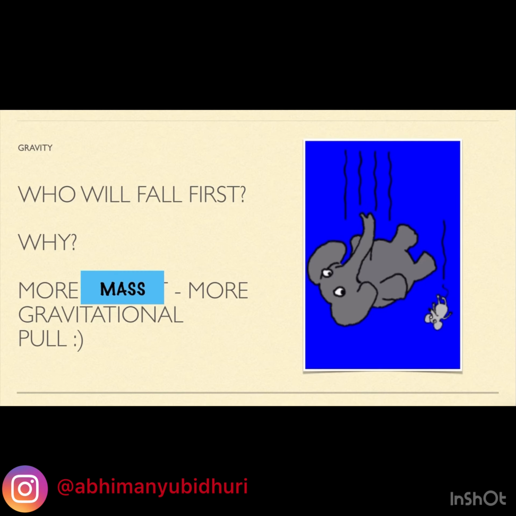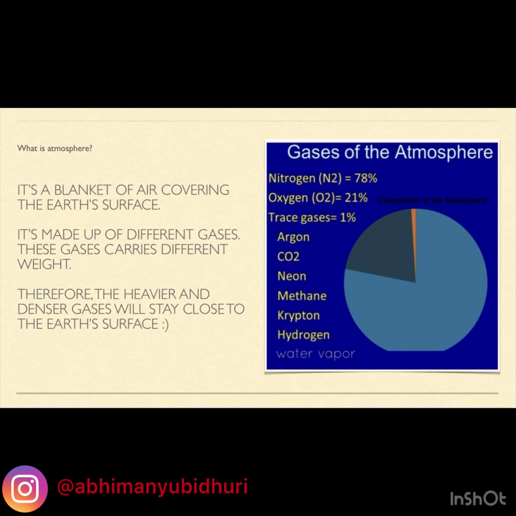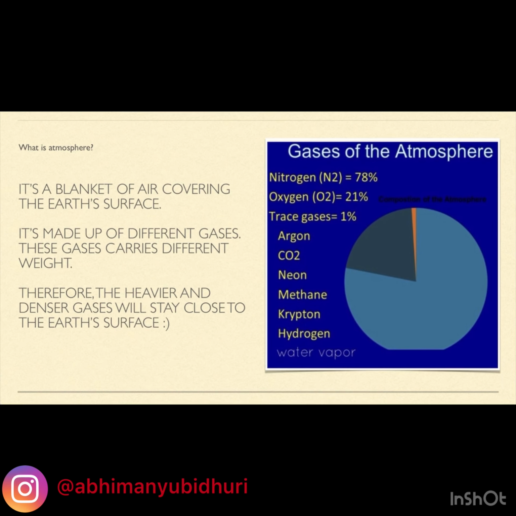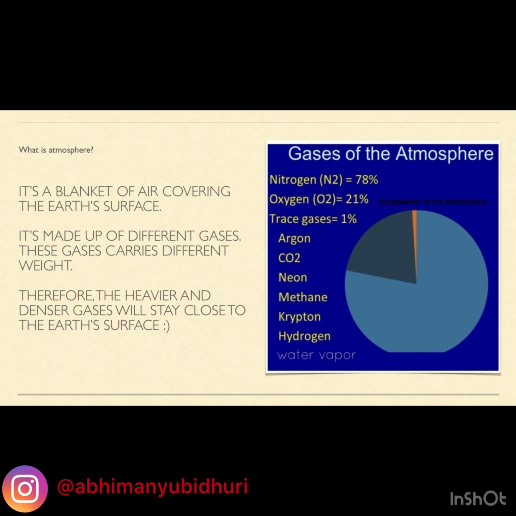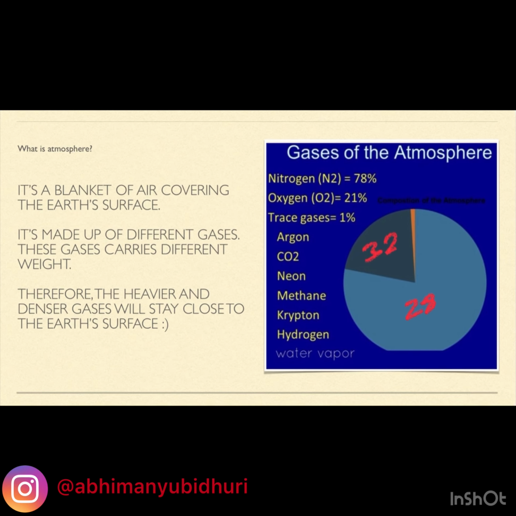Let's understand. Look at this picture and see the heavier animal will fall first on the ground because of more mass. Similarly, if you look at the atmosphere of the earth, it is made up of different gases. These gases have different molecular mass. For example, nitrogen has a molecular mass of 28 grams per mole and oxygen has a molecular mass of 32 grams per mole. These gases with different molecular mass carry different weight. Therefore, the heavier and denser gases will stay close to the Earth's surface.